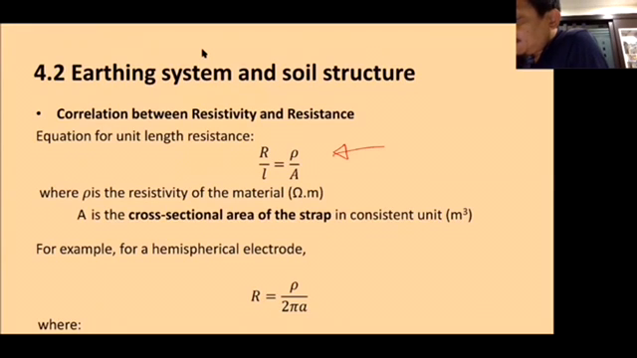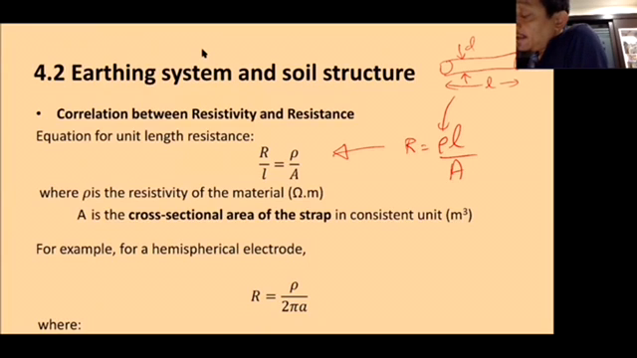R is rho L over A, right? If you have a conductor or any piece, this is the length, this is the diameter, and rho is the resistivity of the material. So the resistance for the current through that conductor or resistor depends on this area, and the area is pi r squared, which is pi times the diameter over 2, squared.